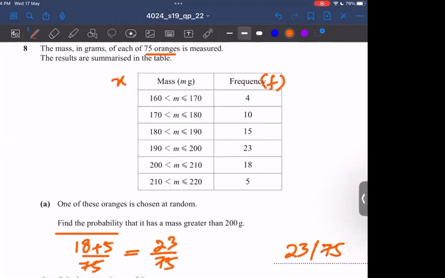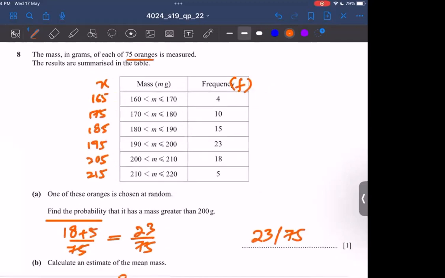So 160 plus 170 divided by 2 is going to be 165. 170 plus 180 divided by 2 is 175. 180 plus 190 divided by 2 is 185. 190 plus 200 divided by 2 is 195. 200 plus 210 divided by 2 is 205. And then 210 plus 220 is going to be 215. These are the x values. Now find fx.